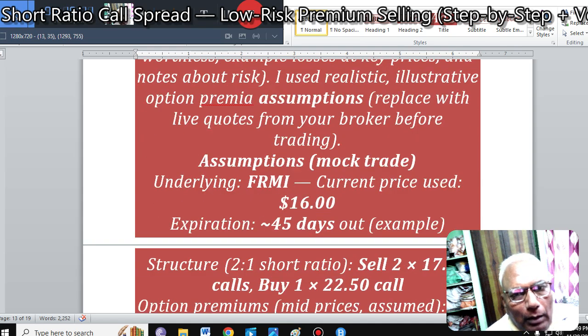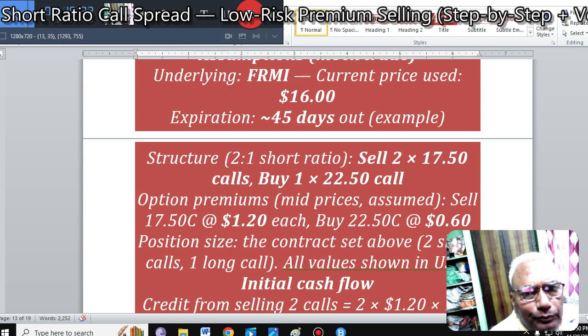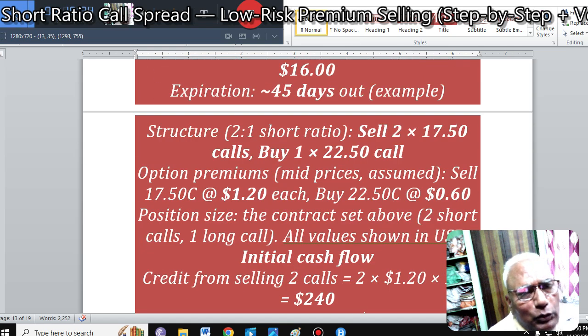Assumption: example trade underlying Fermi, FRMI, current price is $16. Expiration 45 days out. Example structure: 2:1 short ratio. Sell 2 of the 17.50 calls, buy 1 of the 22.50 call. Option premium mid prices assumed.